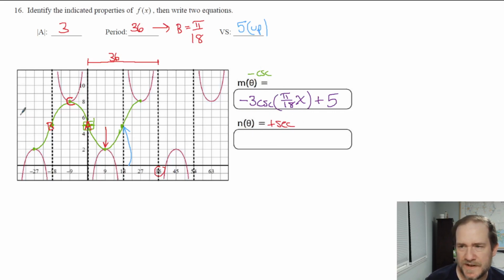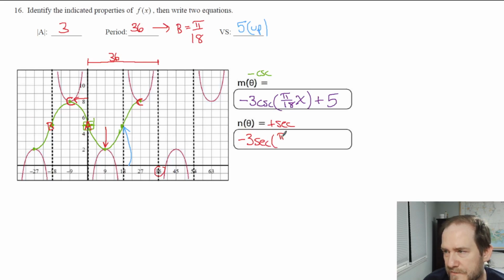And positive secant is associated with the maximums of cosine. And you got 2 of those, but I'm begging you to pick the smaller of the 2, so use that one. And so again, the only thing that changes is the phase shift, so we'll go negative 3 times the secant of pi over 18. Definitely need a phase shift this time, so x plus or minus somebody, but still plus 5 on the end.